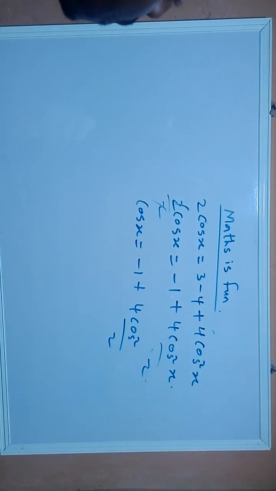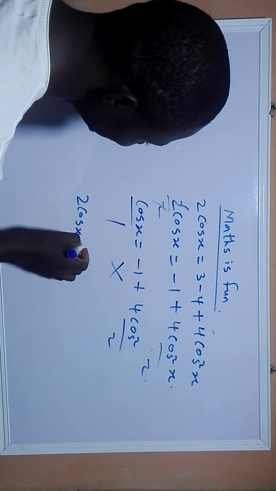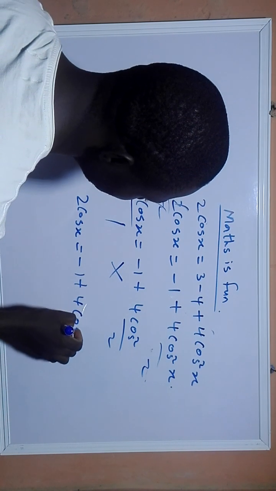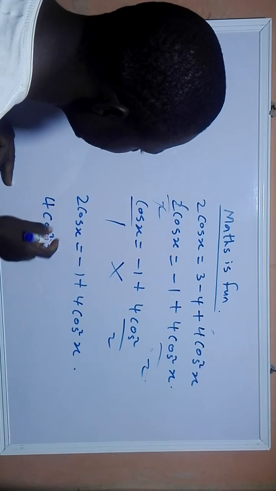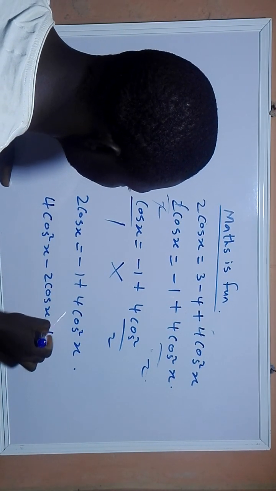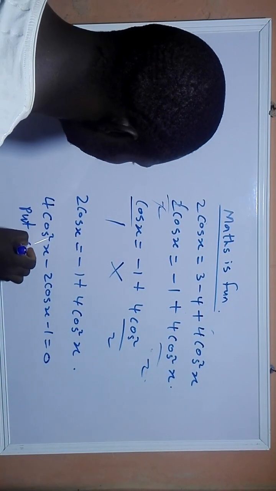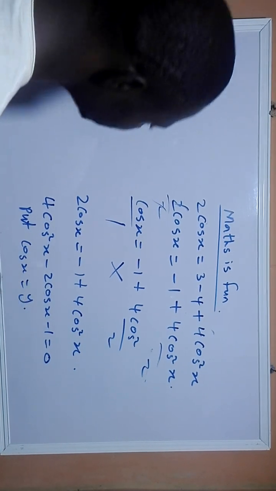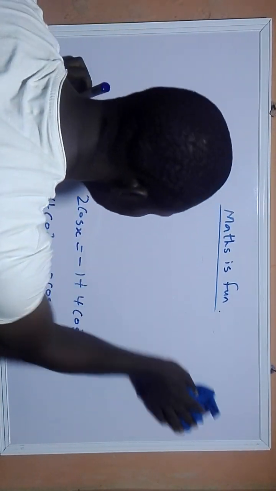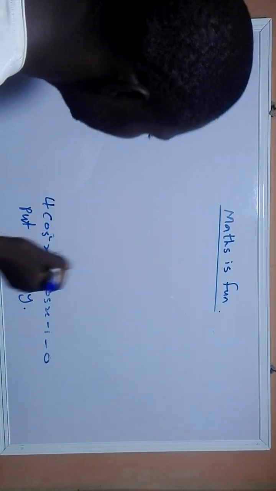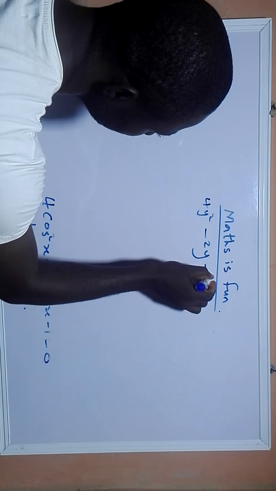Then if we cross multiply now, we still have 2 cos x again, which is equals to minus 1 plus 4 cos square x. So we can say 4 cos square x minus 2 cos x minus 1 is equals to 0. So we can now put cos x to be letter y. Now we can say 4y squared minus 2y minus 1 is equals to 0.